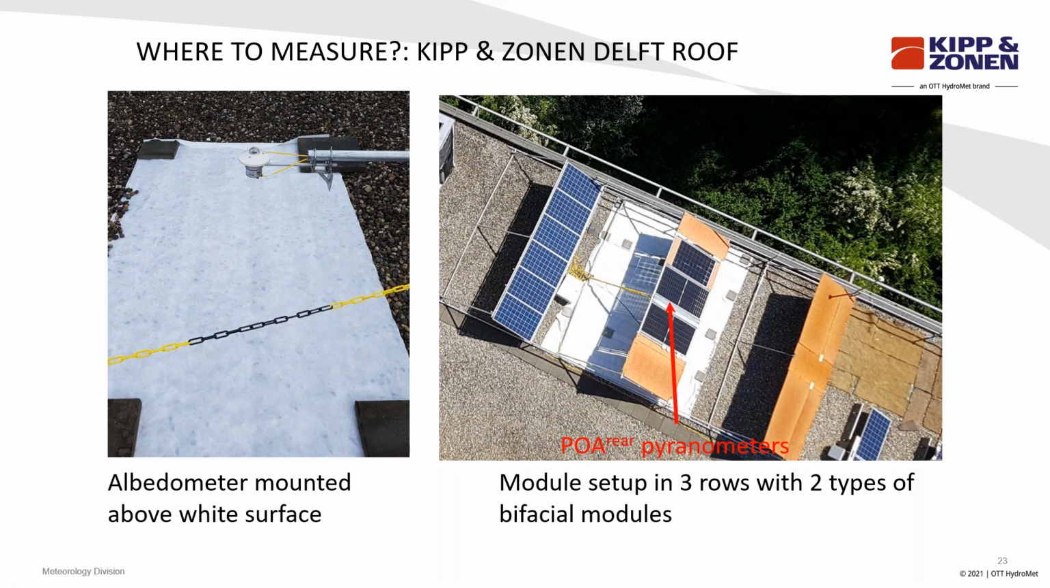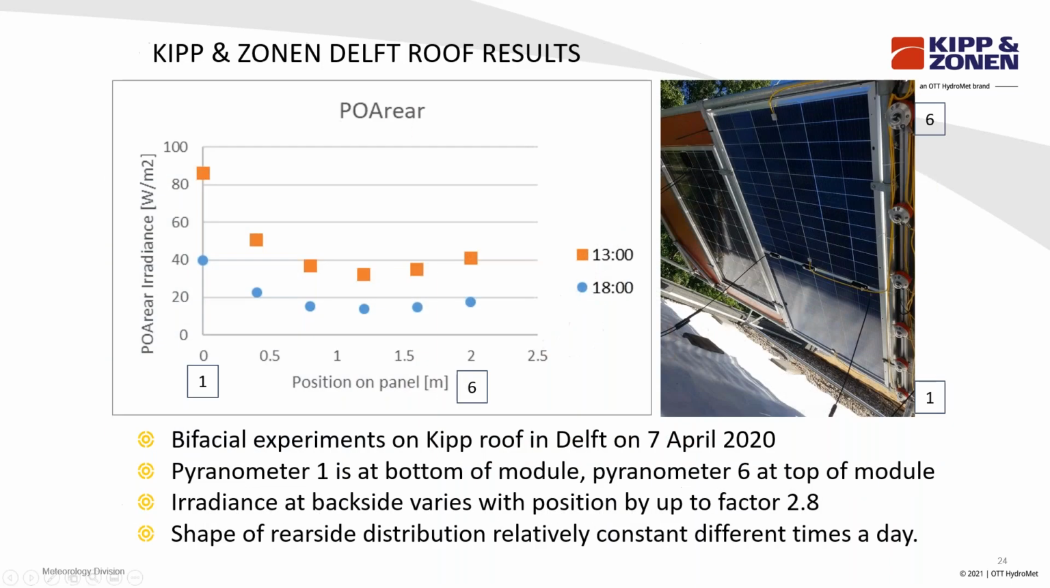And the way that looks, we can see in the next slide, where we see an image from the lower side of the bifacial module with, in this case, 6 pyranometers mounted in a line. Now, what we've noticed when we looked at measurements of these 6 pyranometers is a variation depending on the location. So pyranometer number 1, the measurement position is here. It corresponds to the lowest mounted pyranometer. And pyranometer 6, the measurement here, corresponds to the top pyranometer. These measurements were done on the 7th of April 2020.